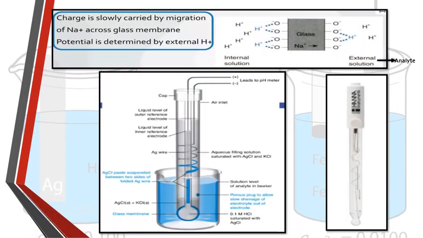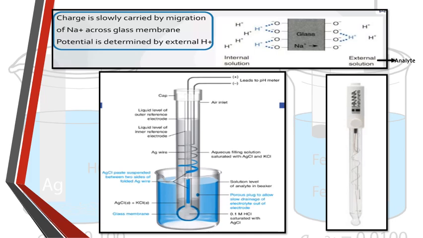As you can see, this is the glass membrane, the glass electrode composition, which consists of a thin, specially formulated glass membrane. This membrane responds to hydrogen ion concentration by developing a potential, which is then measured relative to the reference electrode. The composition of the glass is crucial as it affects the electrode's selectivity and sensitivity.